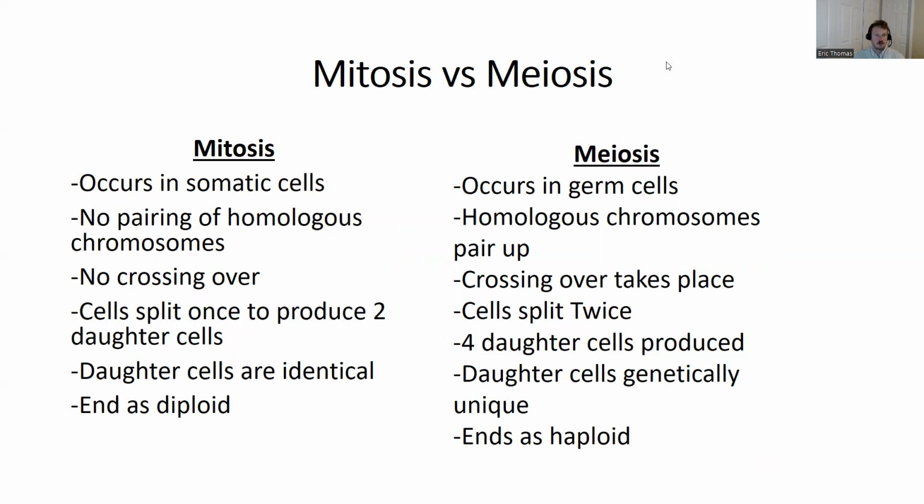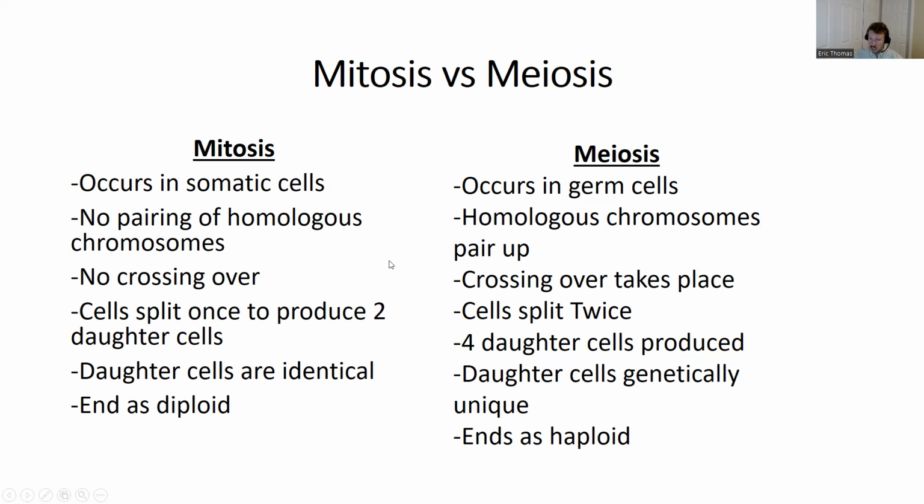So this is just a little bullet point list of what's happening, right? Mitosis occurs in somatic cells, so not sex cells. There's no pairing of the homologous chromosomes. There's no crossing over. The cell is split once to produce 2 daughter cells, and the daughter cells are identical. Starts with 46 chromosomes, ends with 46 chromosomes. So it remains diploid through the entire process.